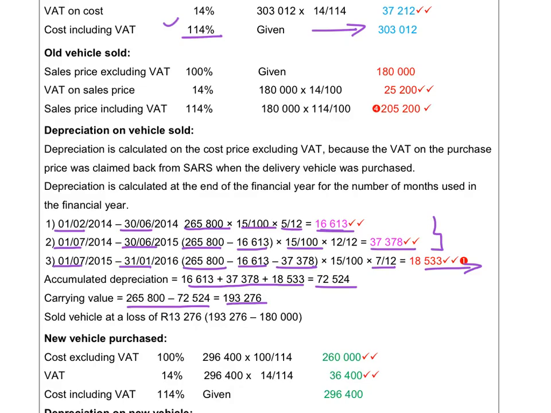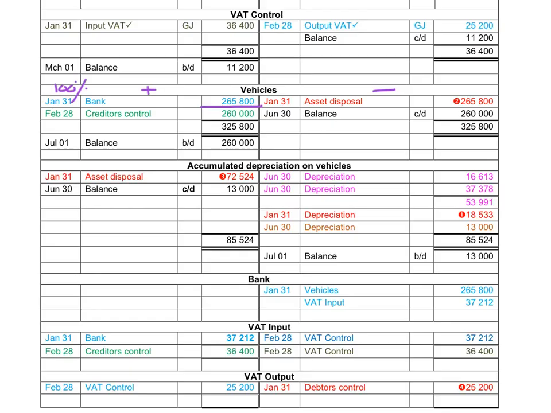We can now determine whether we made a profit or a loss. My carrying amount, so what it's worth on the date that we sell it, is 193,276. If we sell it for more than that amount, we make a profit. If we sell it for less than that amount, we make a loss. So we made a loss, if we subtract the two from each other, of 13,276.